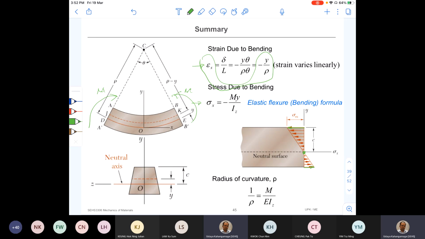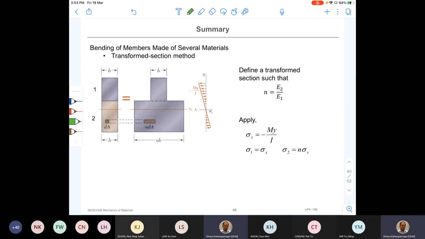And also we learned how to find out the radius of curvature using known information like the bending moment, material property, E, right? And also the geometric details of this member, I, using this equation. Okay, and after learning these two equations, then we have extended our understanding to analyze members made of several materials. There, I taught you a method called transformed section method, right?